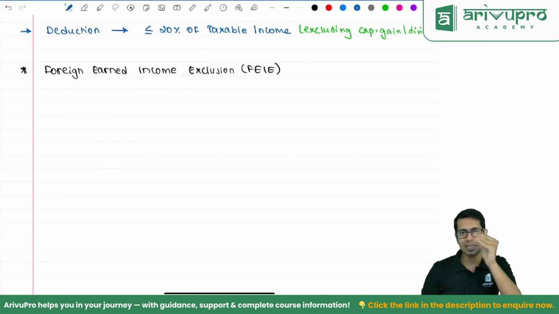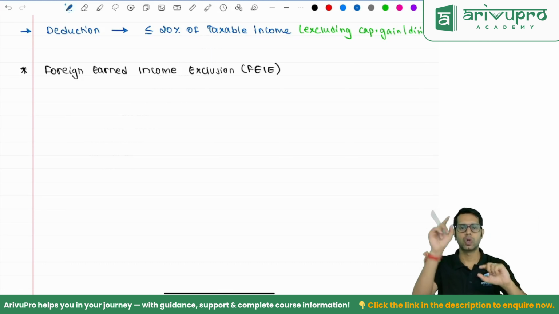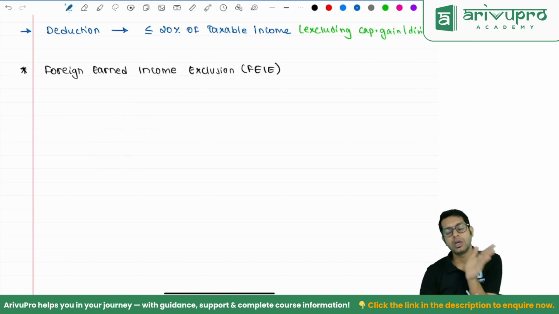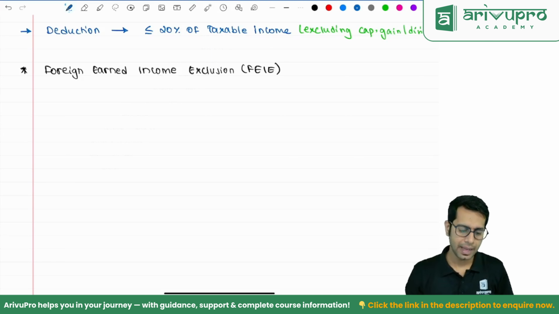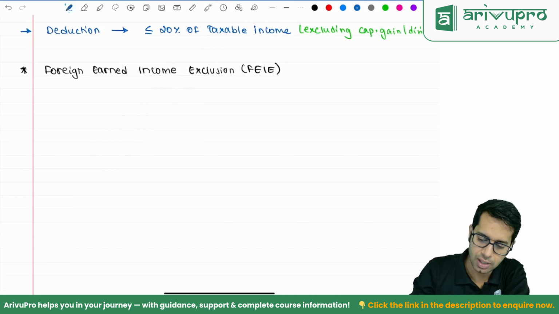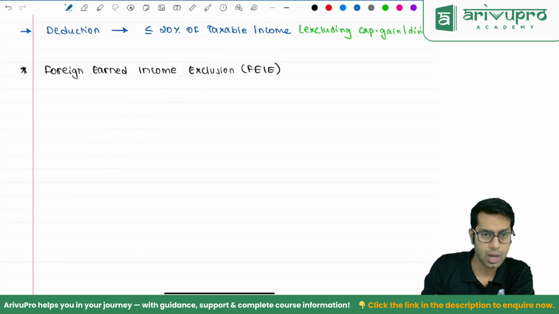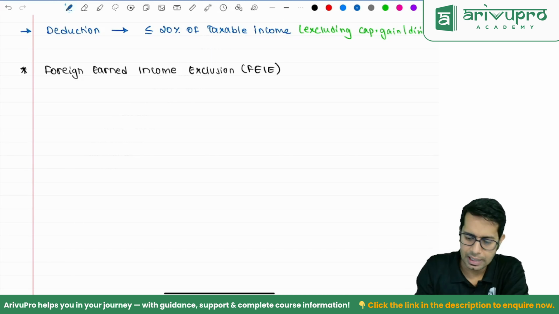But here your income is only excluded. Please note, foreign tax credit is exclusion of tax. Foreign earned income exclusion is exclusion of income. Whatever income you have earned outside India, that only will be directly excluded over here. So there is a different tax credit and earned income exclusion. Foreign tax credit and foreign earned income exclusion. I hope you have understood the normal difference between this.